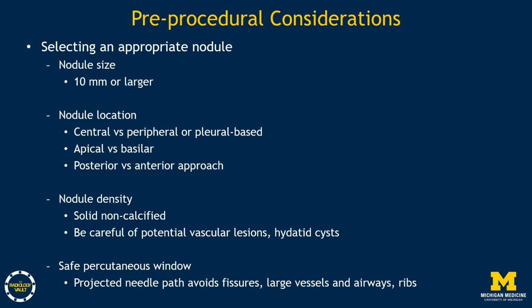You should also look closely for intralesional macroscopic fat, which can suggest a benign hamartoma, and thereby opt for imaging follow-up instead of biopsy. Finally, the planned trajectory from skin to lesion must be clear of interlobar fissures, large blood vessels and airways, and ribs.